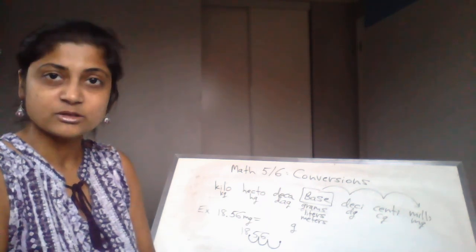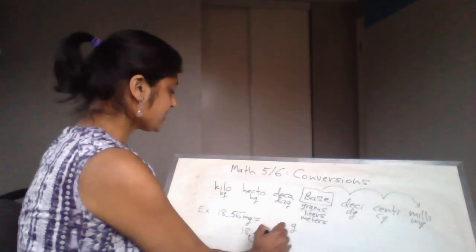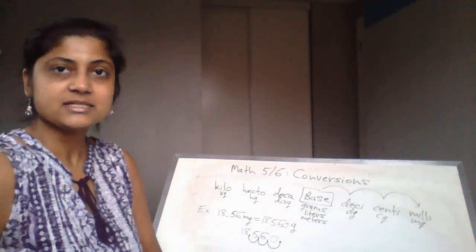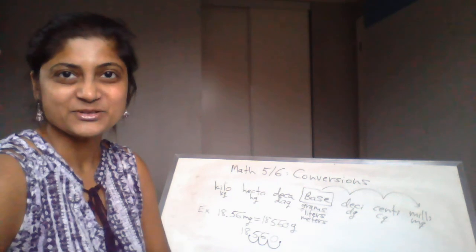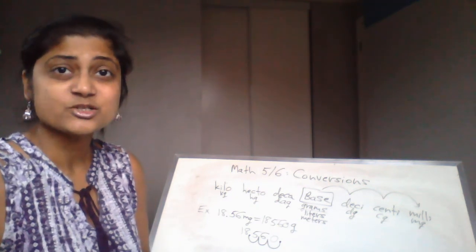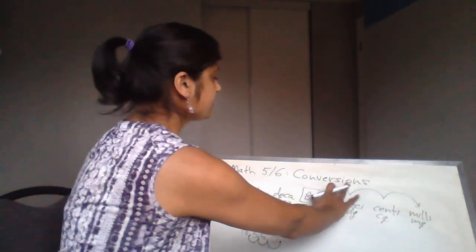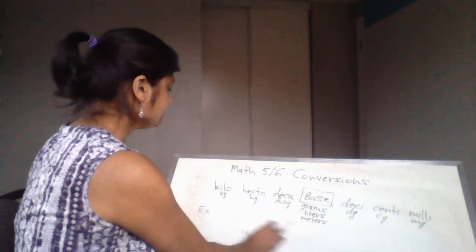I see there is one loop here, and I'm going to add a 0. So it's 18,560 in grams. Okay, so everyone can see that that's actually very simple. I just need to keep moving the decimal place around. Okay, and let's try one where we're moving in the opposite direction.